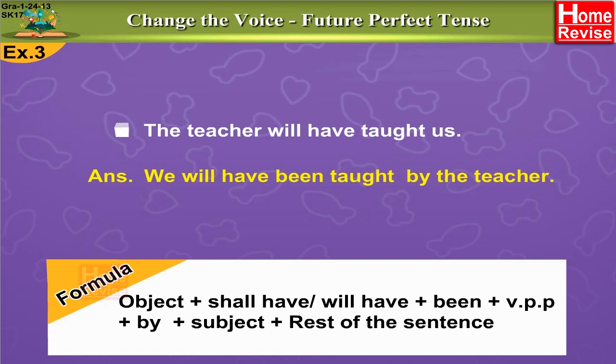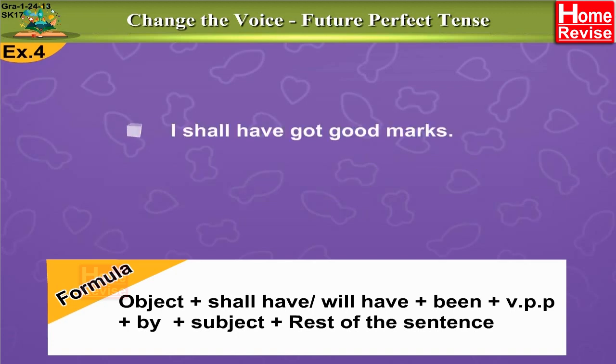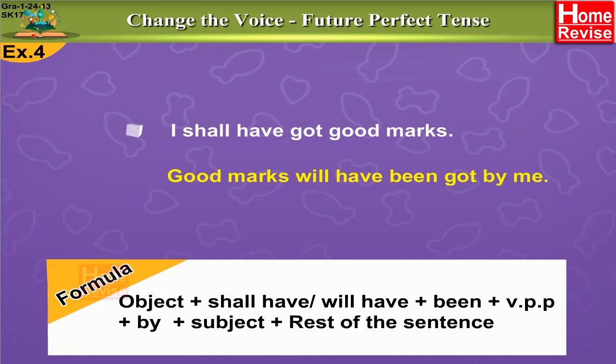Let's take one more example. I shall have got good marks. What is the object? What shall I have got? Good marks. So good marks is the object. As per the formula, in passive voice, the sentence begins with the object. Good marks, helping verb, showing future perfect tense, and the passive voice will have been. Past participle of the verb got is got. By whom? By me. Again, the objective case of the subject, I. So your answer is good marks will have been got by me.